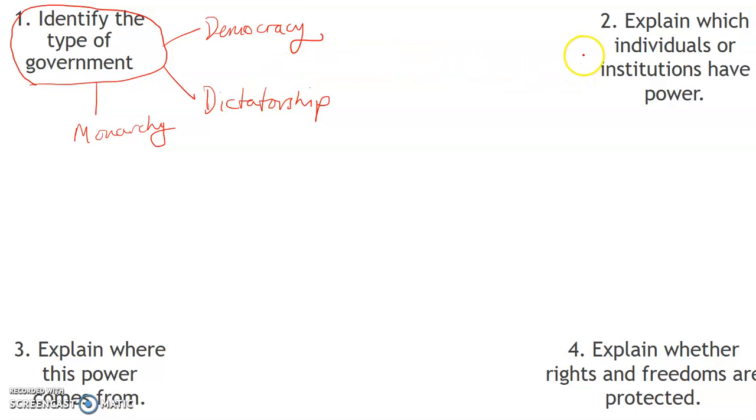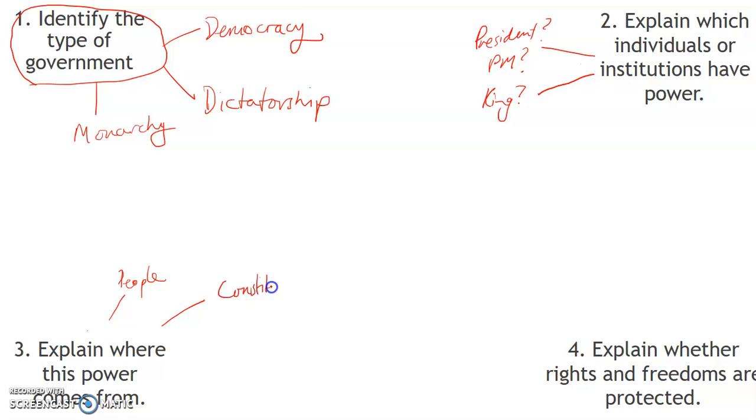I'm going to look at which individuals or institutions have power. So is there a president, a prime minister? If it's a monarchy, maybe there is a king or queen? Who has power? And then where does this power come from? Is it given to them by the people through voting? Is there a constitution involved? Perhaps it is the army which controls the system of government in this country.